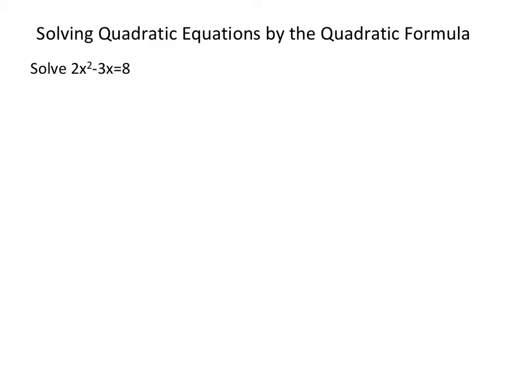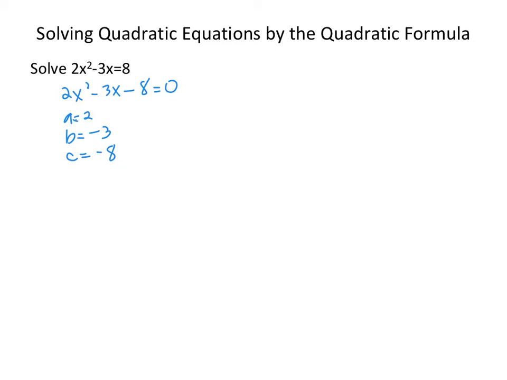Let's try to do the same thing again using the quadratic formula. We're trying to solve 2x squared minus 3x is equal to 8. You should be able to notice by now right away that this looks weird, and that's because it's not in standard form. The first step is always to put it in standard form, so I'm going to subtract 8 and move it to the other side. So we have 2x squared minus 3x minus 8 is equal to 0. Since it's now in standard form, I can identify my a, b, and c. a is 2, b is -3, and c is -8.